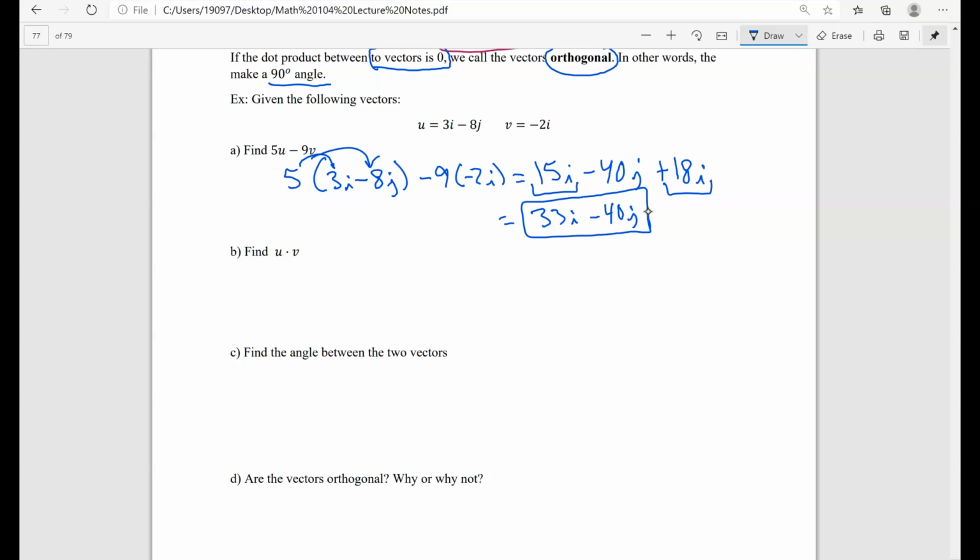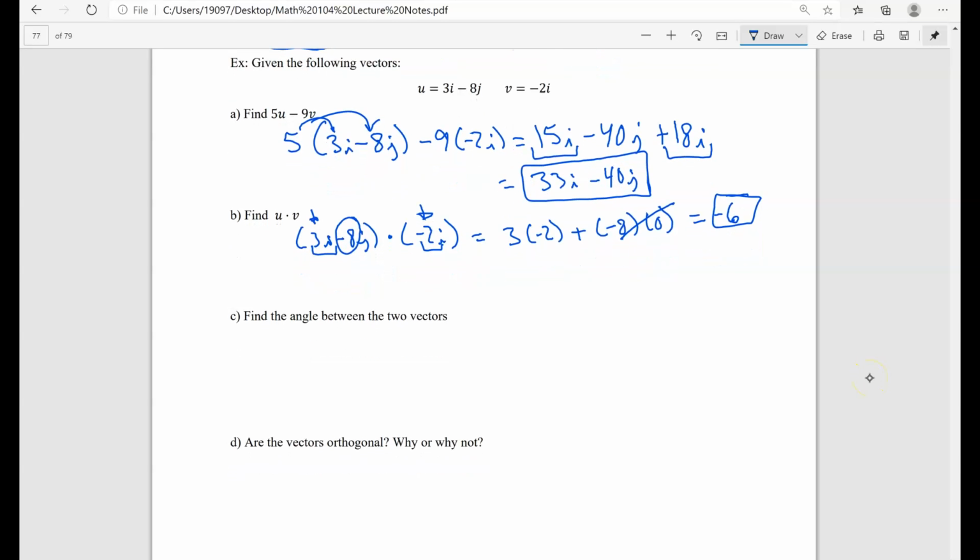Now what you want to do is find the dot product. The dot product is going to be 3i minus 8j dotted with negative 2i. So you're going to take the components of the x values, which are 3 and negative 2. So that's going to be 3 times negative 2. And you're going to add it to the y's. So it's going to be negative 8, and then there's no j component, so that's just going to be 0. So this goes away, and you're only left with negative 6.